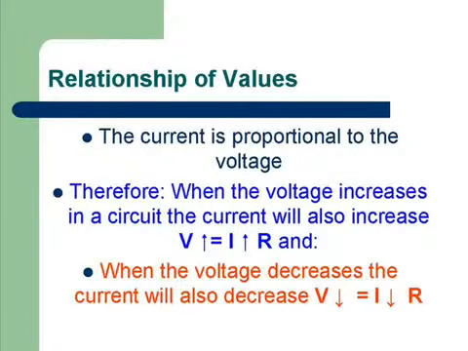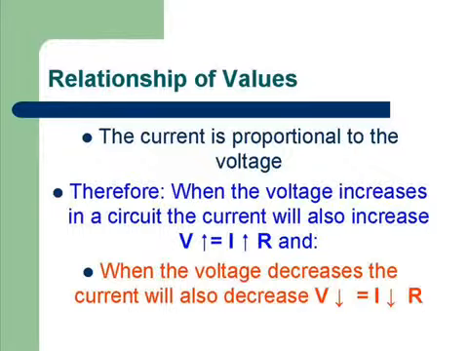To best understand Ohm's law, it's good to look at the relationship of the different values. The current is proportional to the voltage. Therefore, when the voltage increases in the circuit, the current will also increase, and when the voltage decreases, the current will also decrease. So they both go up together, the voltage and the current, and they will both go down together.